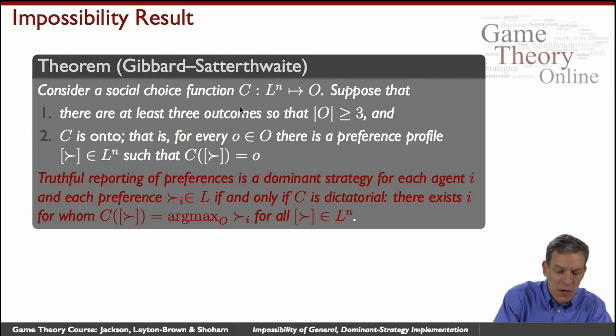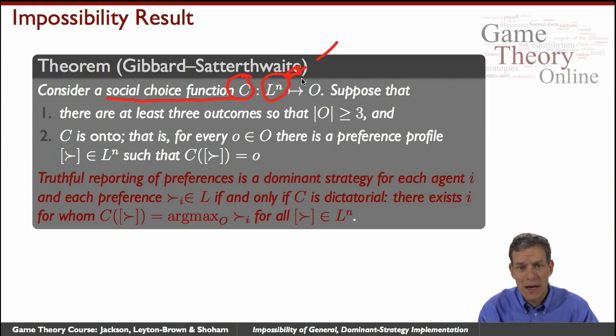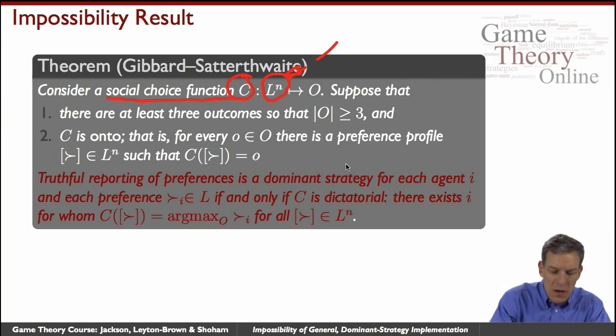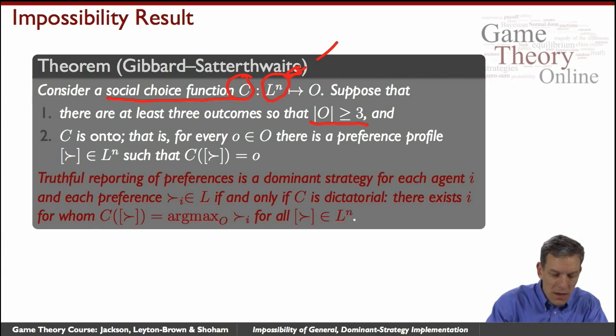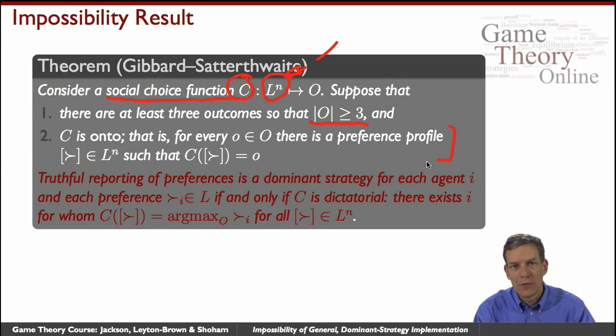So what's the setting here? We've got a social choice function. We'd like to have one that's mapping all possible preferences. So people have linear orders. They can have any strict ranking over candidates. And we are going to look at situations with at least 3 outcomes. So we have at least 3 candidates to choose from. And we're going to also look at a social choice function which is onto. That means for every possible outcome, there is a profile of preferences which gives you that outcome. And that condition can be satisfied quite easily.